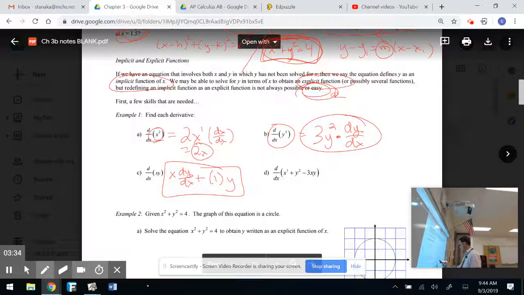Okay, now here we go. How do I do this bad boy? Well, the derivative of x cubed would be 3x squared times dx over dx, plus the derivative of y squared would be 2y, but then it's going to change, right, because we're taking the derivative with respect to x. That's the important thing there. So it's dy dx.